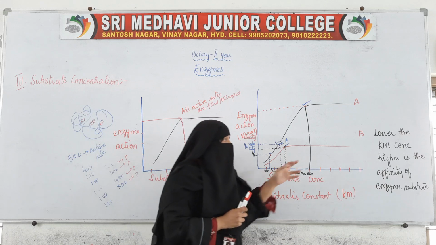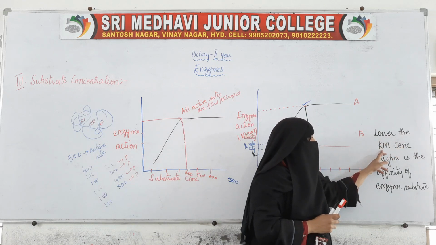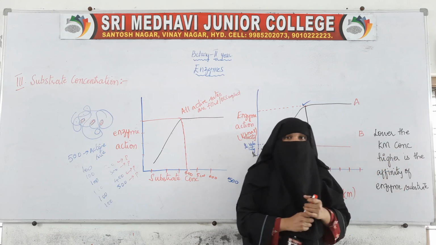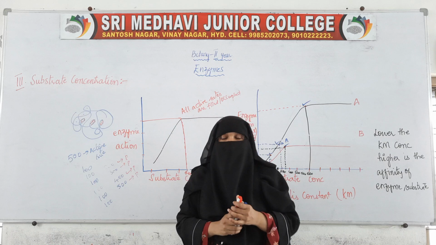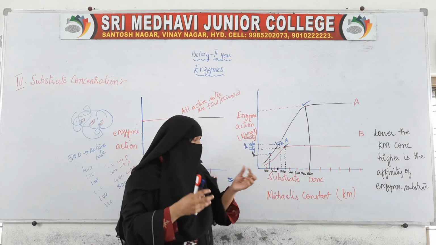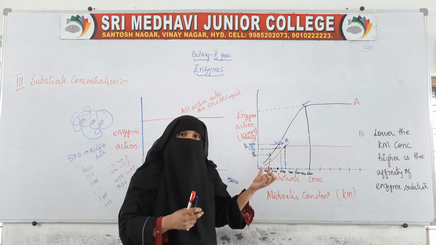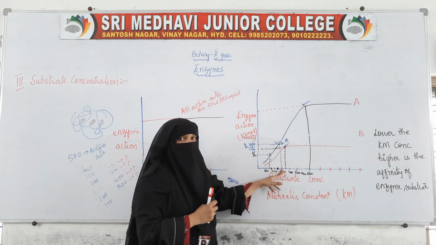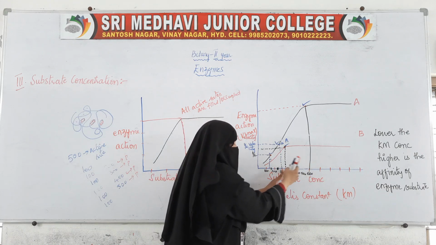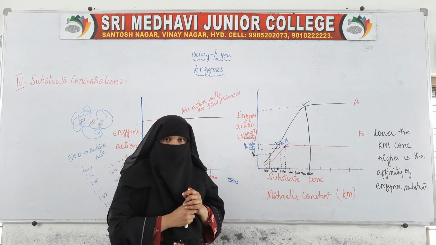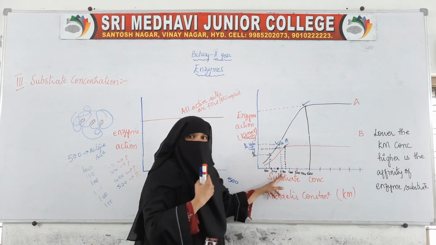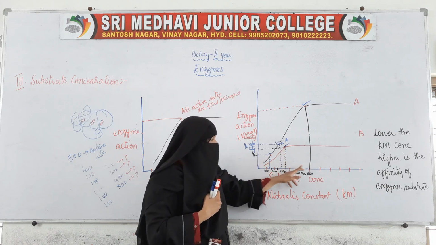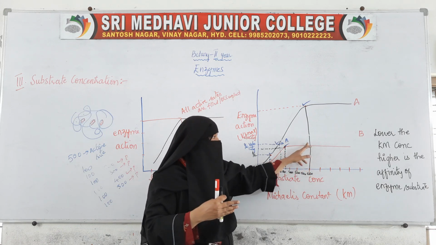But here, the lower the Michaelis constant, the higher is the enzyme substrate affinity, because higher affinity means the substrate will be filling the active site soon. Here the substrates are filling at 600, here the substrates are filling at 300 only. So the active sites are filled earlier in enzyme B and filled a little later in enzyme A.